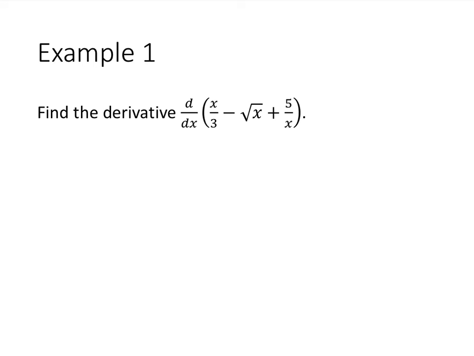All right, let's do one more example. This one's a little bit more complicated. So we've got x over 3 minus the square root of x plus 5 over x.